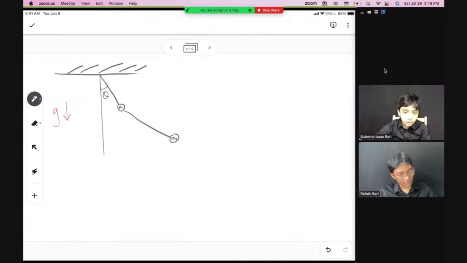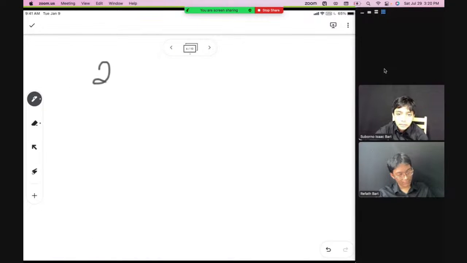Okay, so the Euler-Lagrange equation is precisely, I really wanted to write it down, but that's fine, partial L over partial X is equal to d dt.